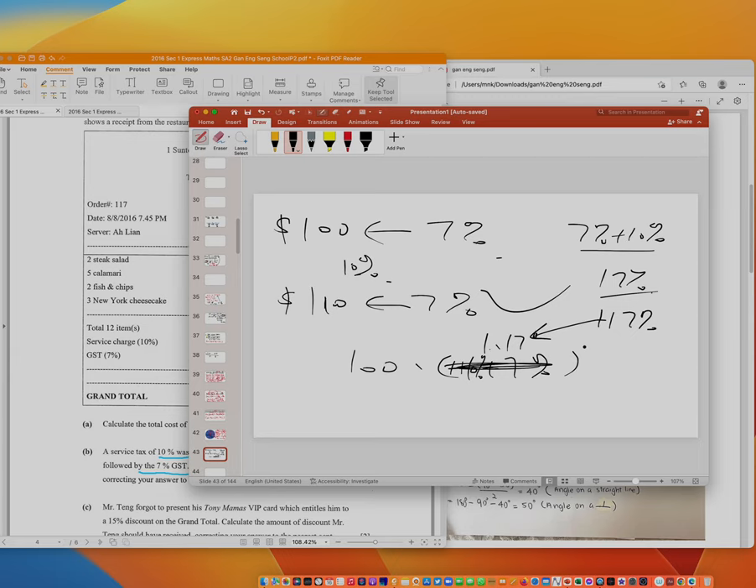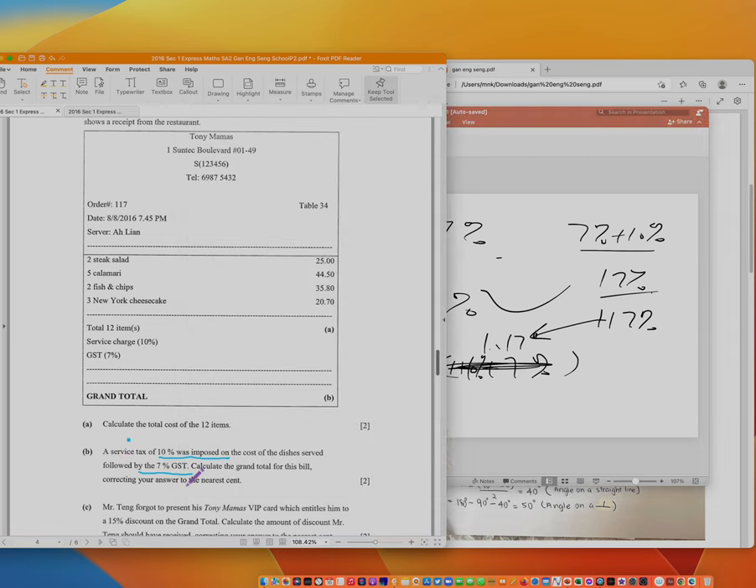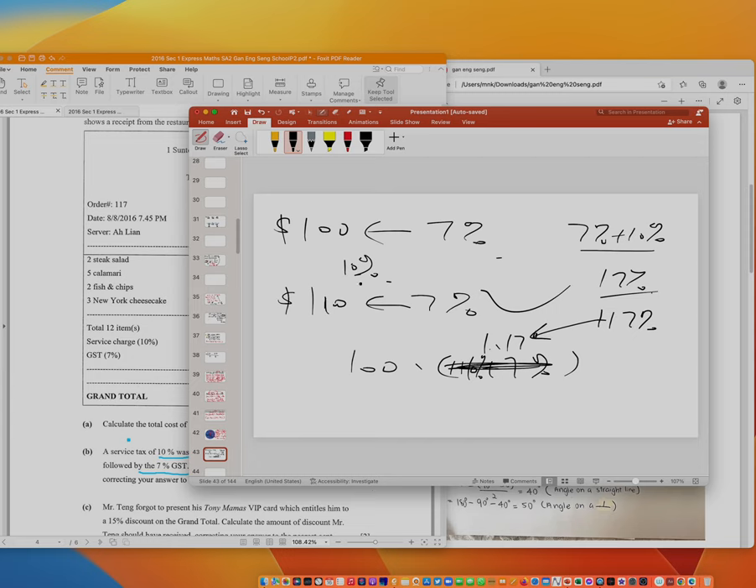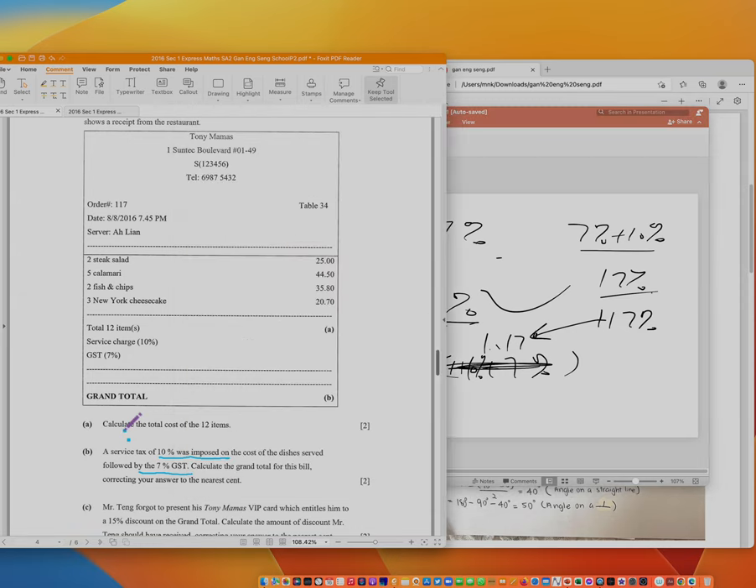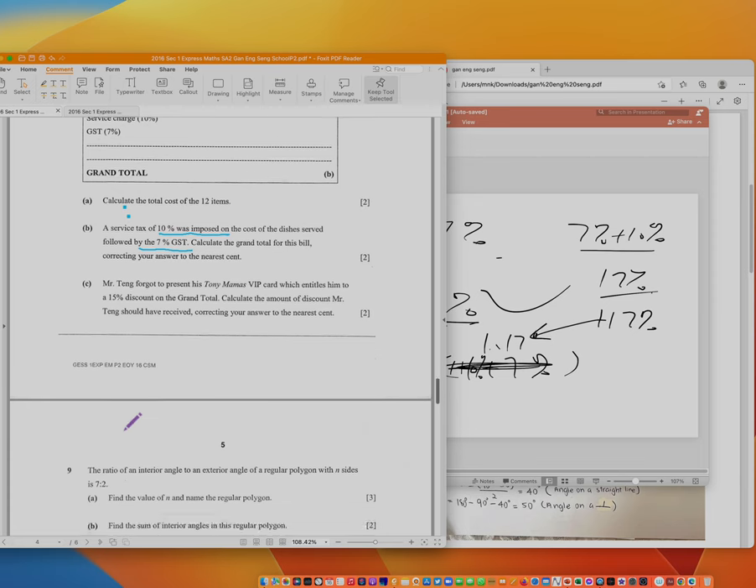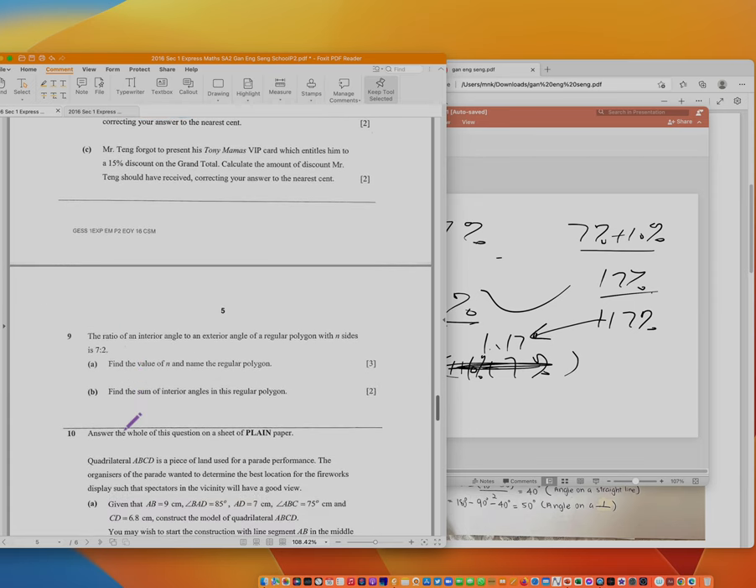So straight away, she made this mistake. You need to read the question, followed by. So you have to do 10% first, get the 110, then the 7% will apply to the 110. Then you will get the correct answer. You mean 9? Yes. In 9, we talk about it.